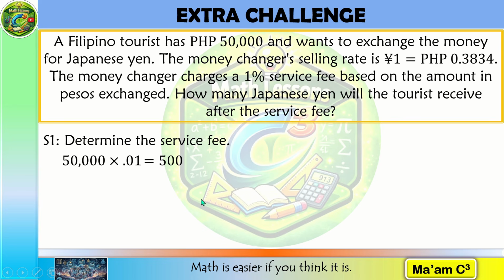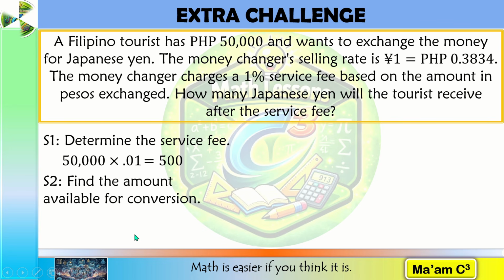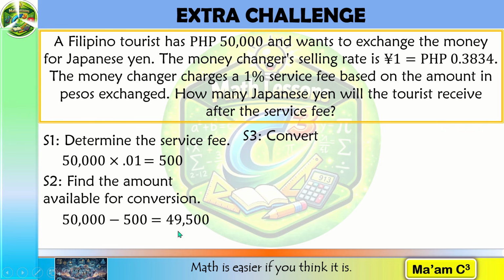Now let us determine the exact available amount for conversion. That will be 50,000 minus the service fee. So this is 49,500. And now we convert. The available amount for conversion is 49,500 pesos. And the tourist wants it in Japanese yen. So we're going to convert this to JPY.